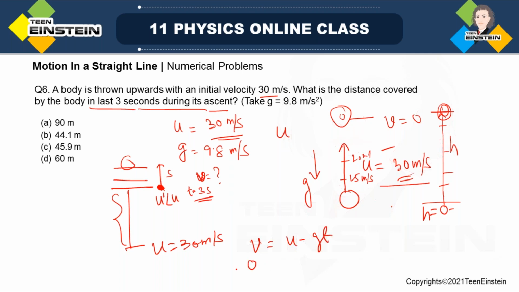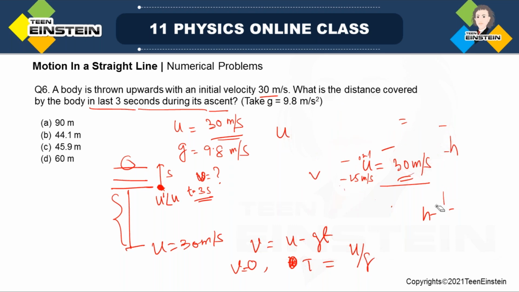So v is equal to 0. This implies we can find t. I'll write this as capital T, the time it takes to reach the maximum height. So this is u by g. We are just going to derive a formula over here. We are not putting in the values of u, g and all those things. Let us see how it looks.